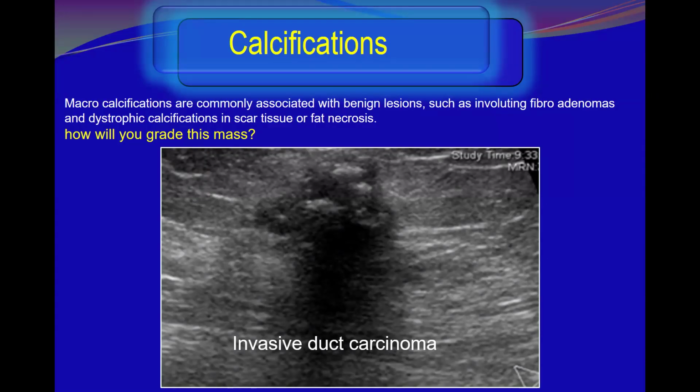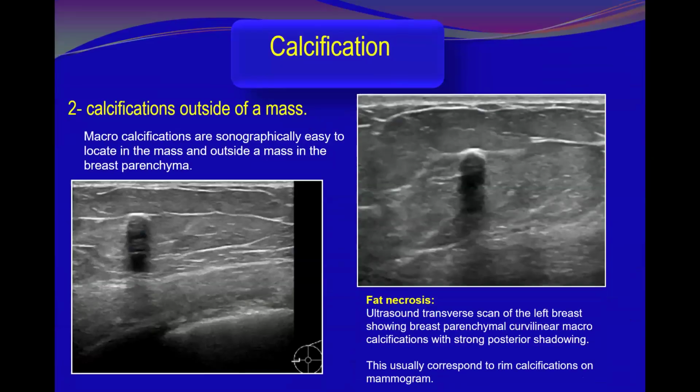So, in spite of these benign appearing calcifications, the underlying mass was suspicious. So we should not go with benign calcification and ignore the most important morphological features.